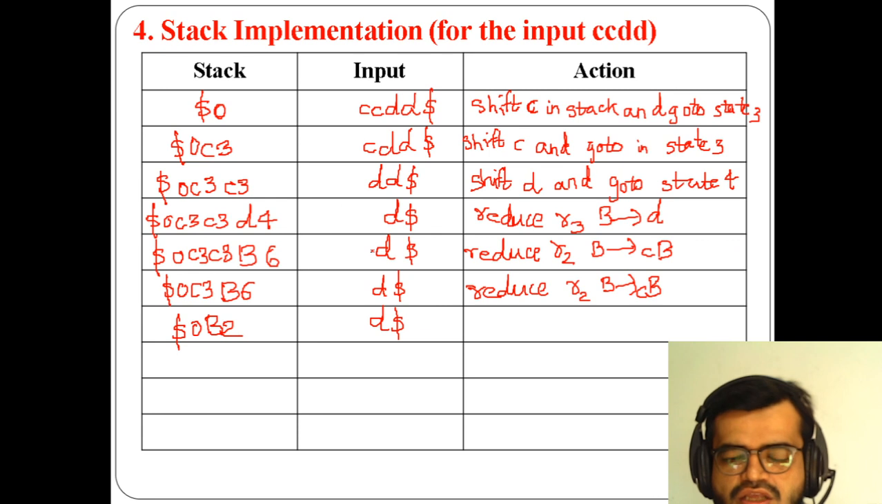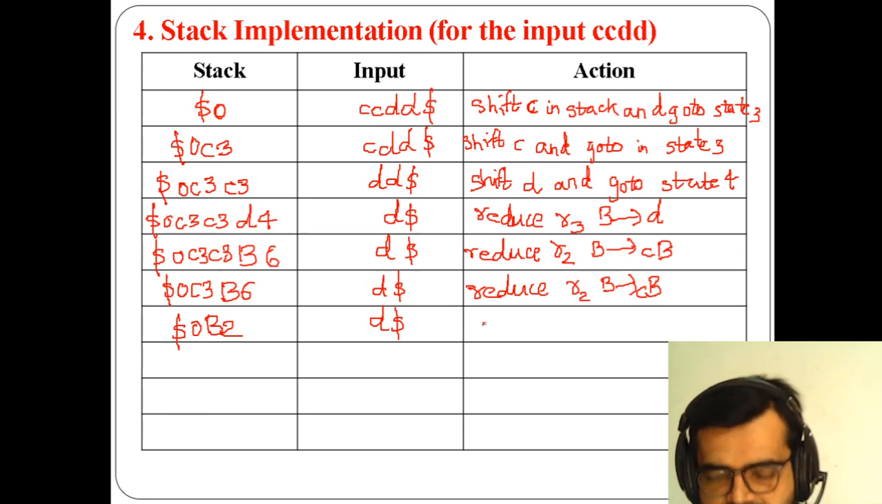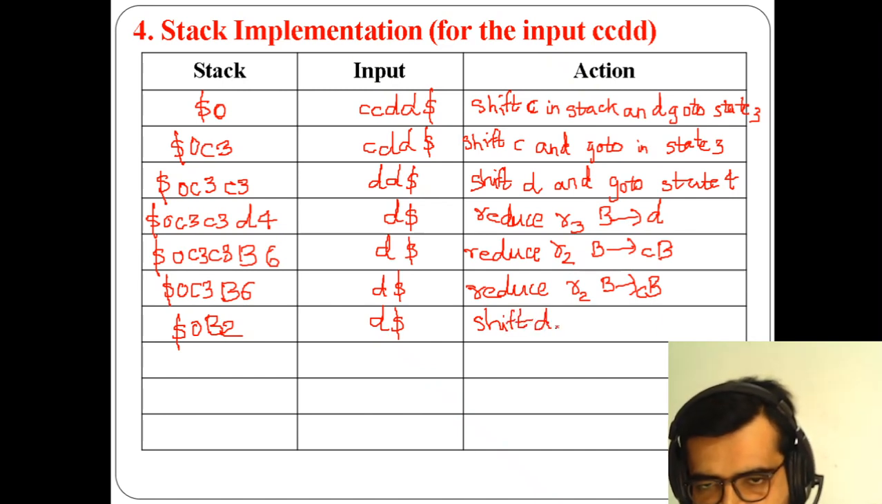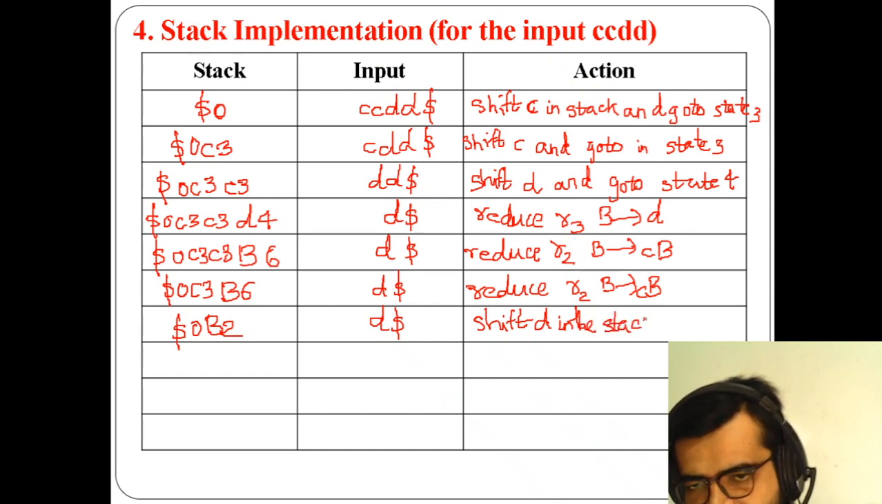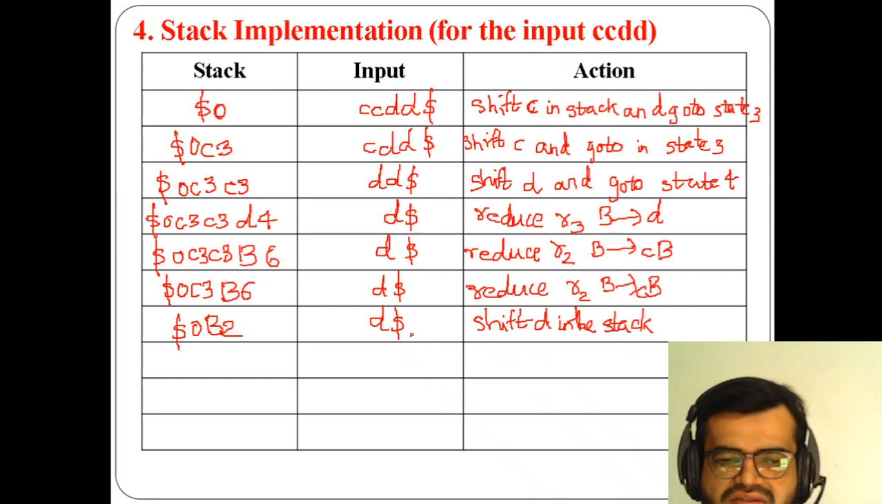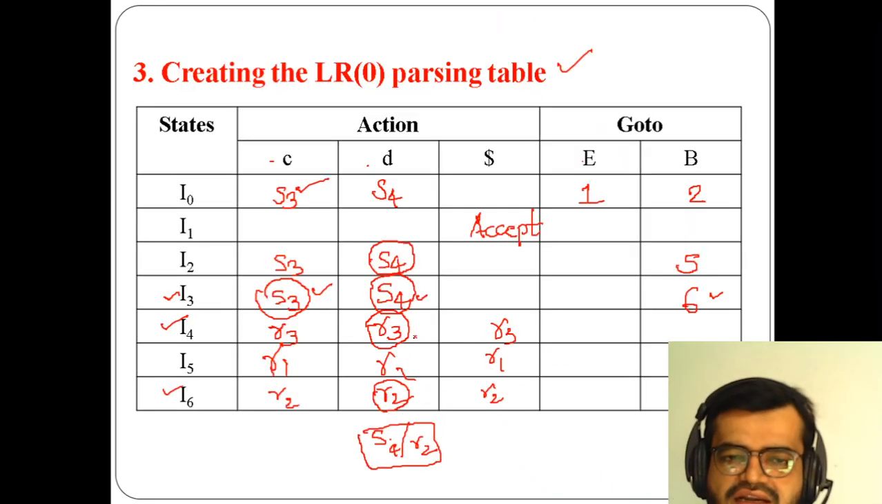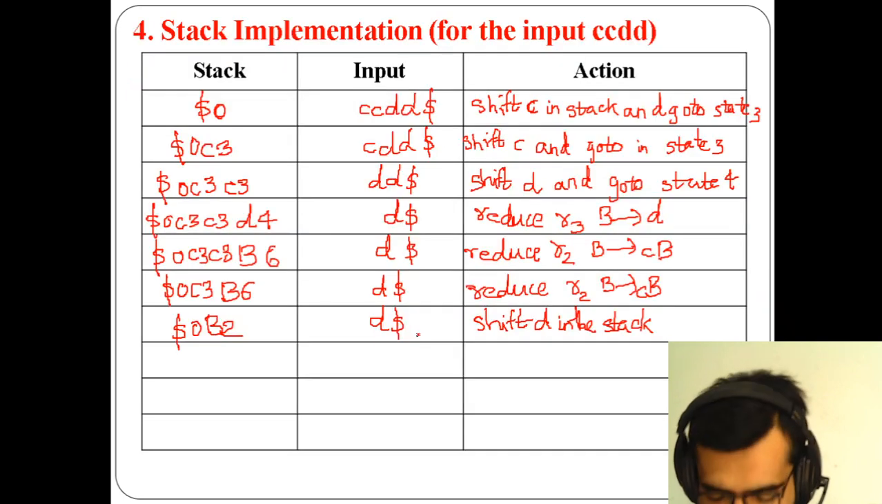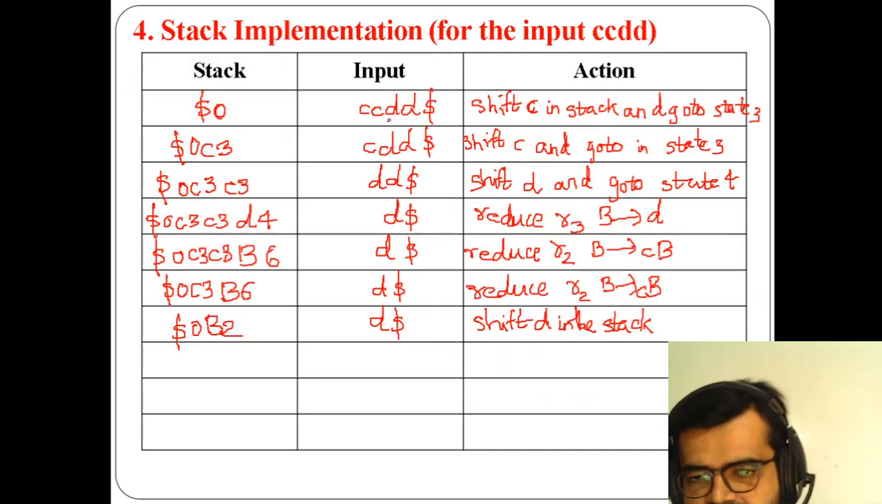So here, what am I using? The next thing is I have to shift D in the stack. And when I'm shifting this, which state is it? The fourth state. So you have to go into the fourth state, go to state 4.